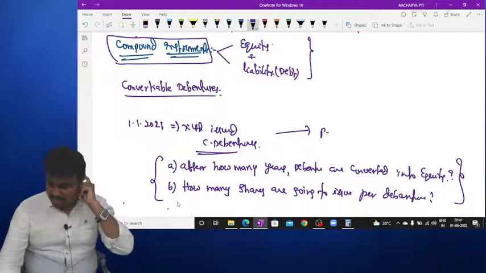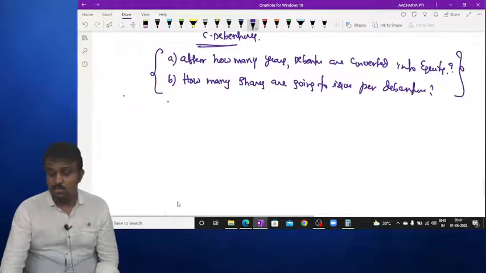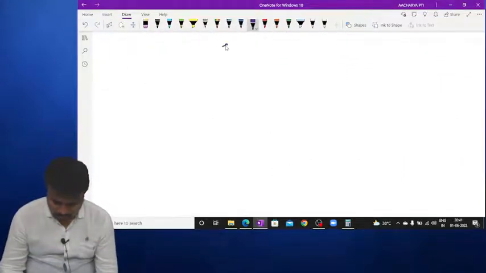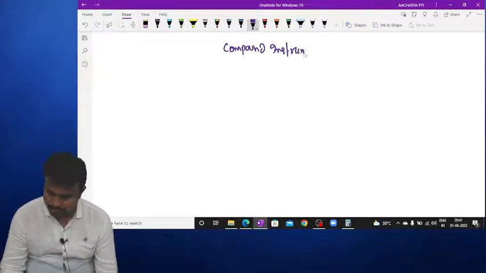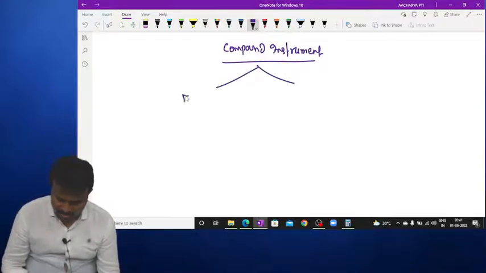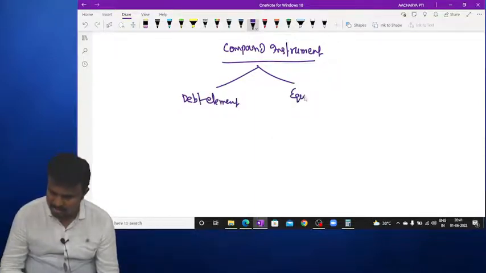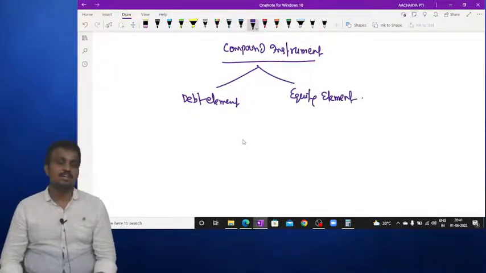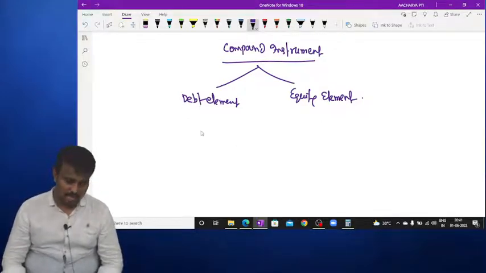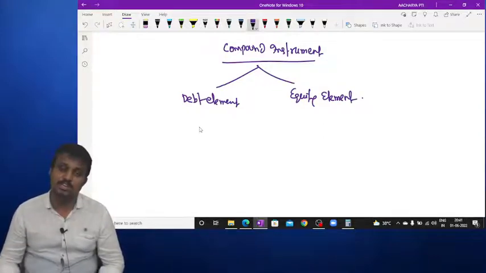So in this case, the main concept is that you need to calculate the element of the debt and the element of the equity. In case of a compound instrument, two elements are there. One is the element of the debt and another one is the element of the equity. Then how do we calculate the individual element of the debt and of the equity?